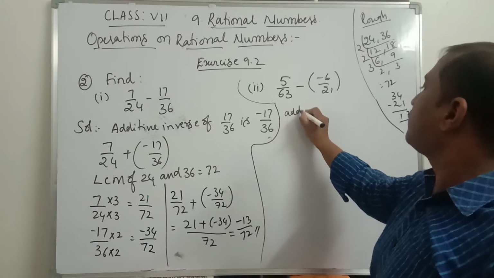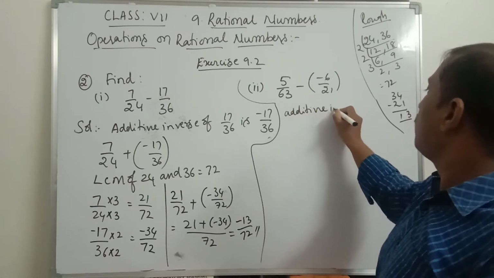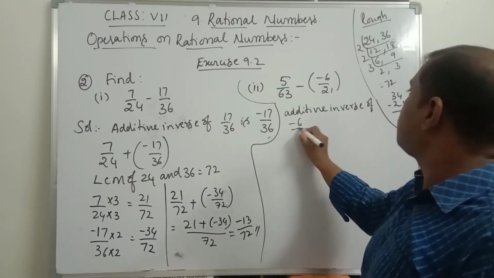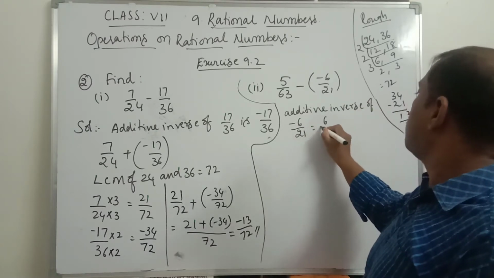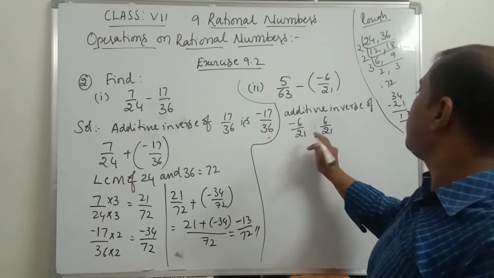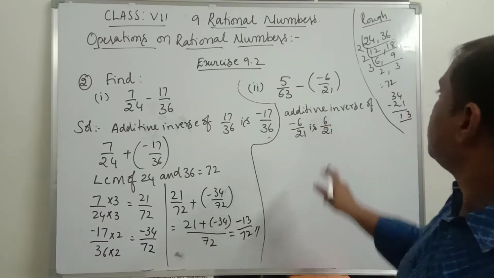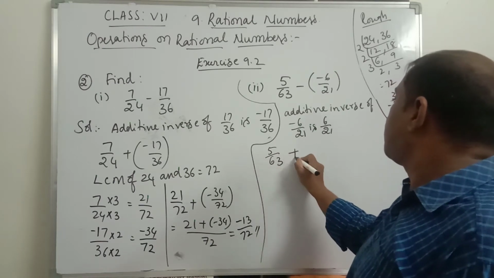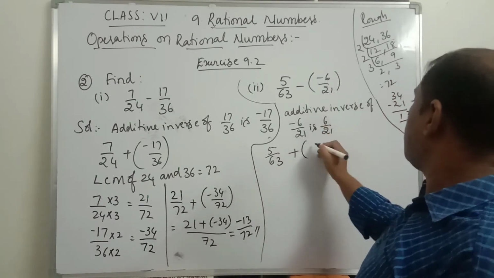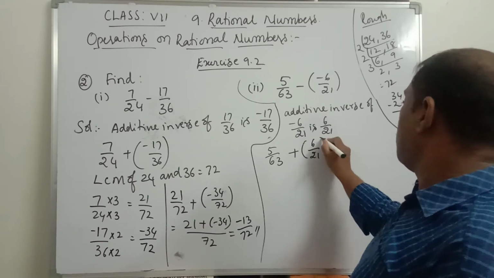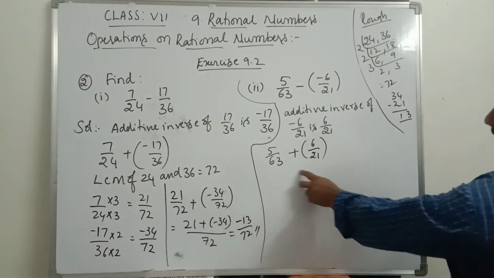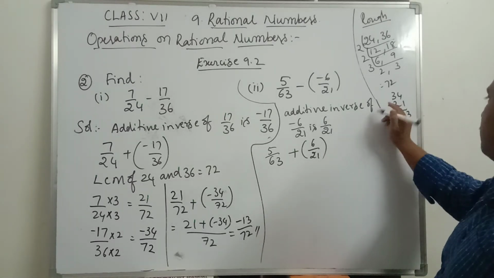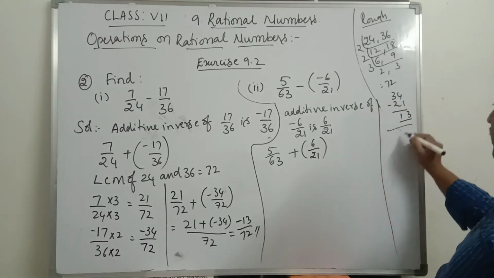Therefore the additive inverse of minus 6 by 21 is 6 by 21. Therefore it will be 5 by 63 plus the additive inverse of minus 6 by 21, which is 6 by 21. So now find the LCM of the two denominators. 63 and 21, both are different denominators. Find the LCM. So what do we get?